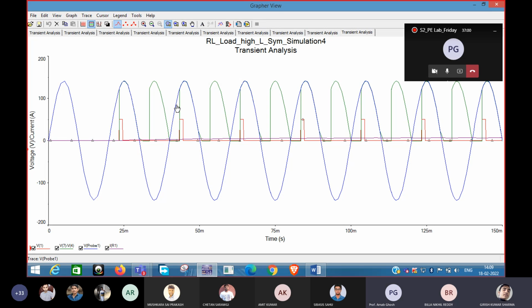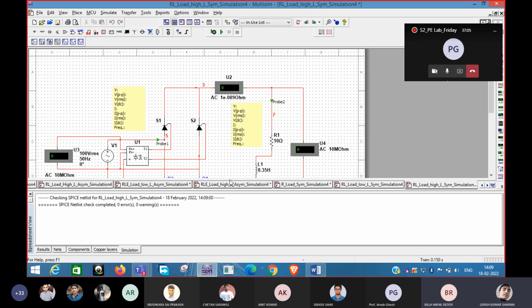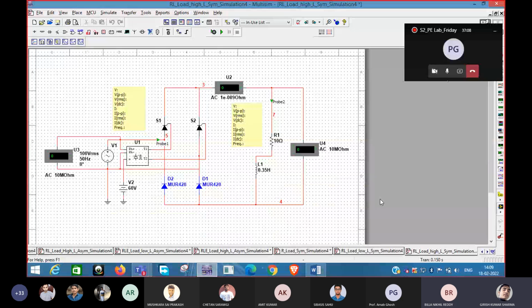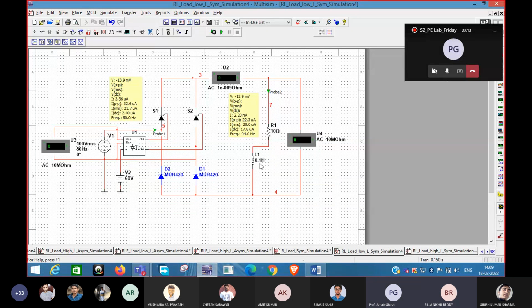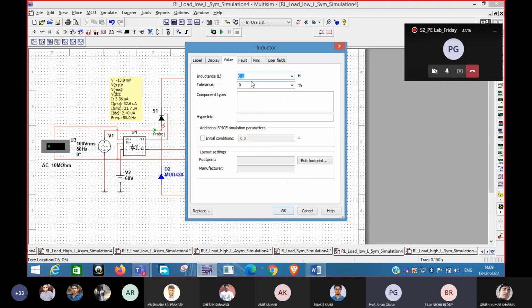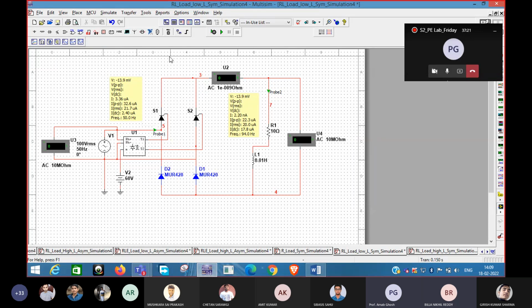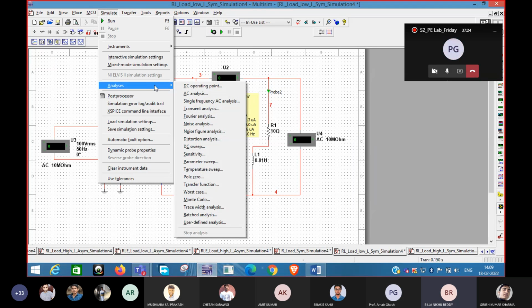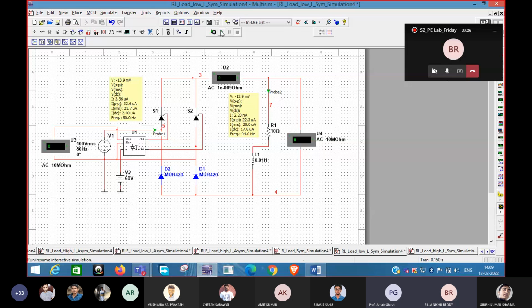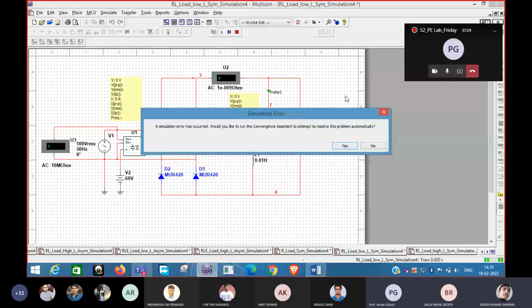Yes, sir. Symmetrical RL load for a high value of L, and I took the high value of 0.35 Henry, as you sent in the document. Now make it 0.01. You make it directly, you can run it. Yes, sir. It's giving a simulation error, sir. That means some zero crossing, for this value it cannot work.